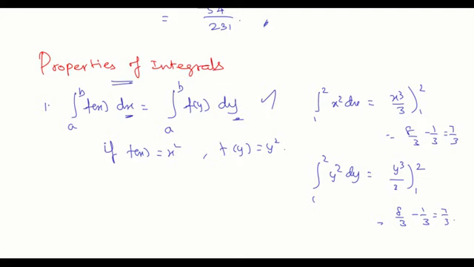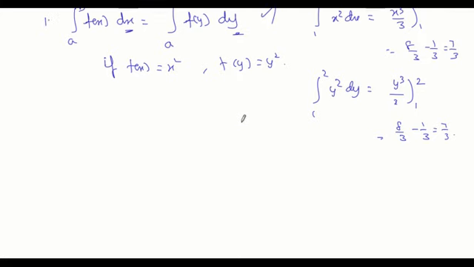So this is the first property. Now we come to the second. Integral a to b f of x dx is nothing but minus integral b to a f of x dx.